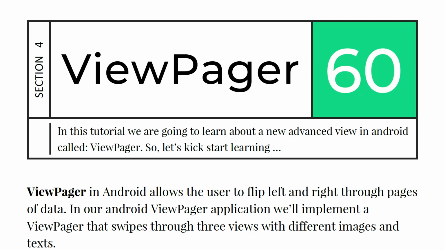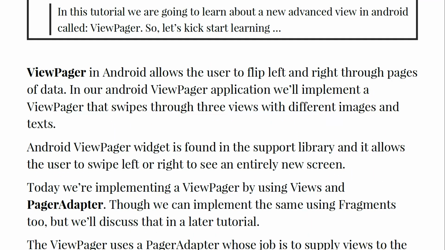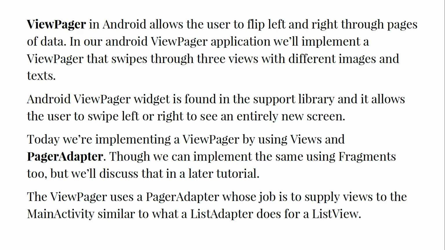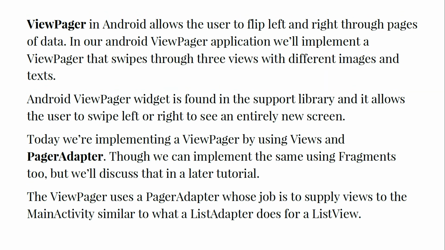In this tutorial, we are going to learn about the new advanced view in Android called ViewPager. So let's kickstart learning. The ViewPager in Android allows the user to flip left and right through pages of data. In our Android ViewPager application, we will implement the ViewPager that swipes through 3 views with different images and text. Android ViewPager widget is found in the support library and it allows the user to swipe left or right to see an entirely new screen.